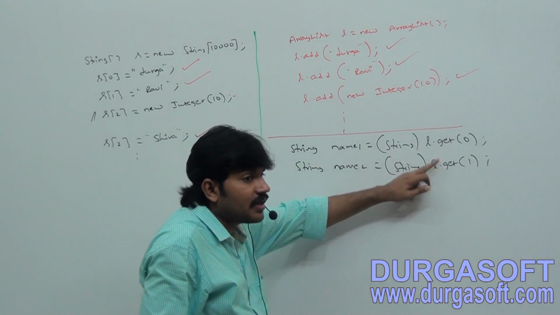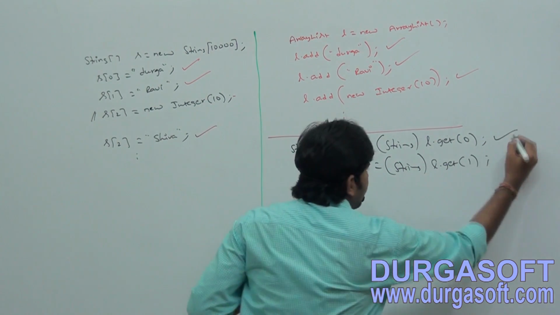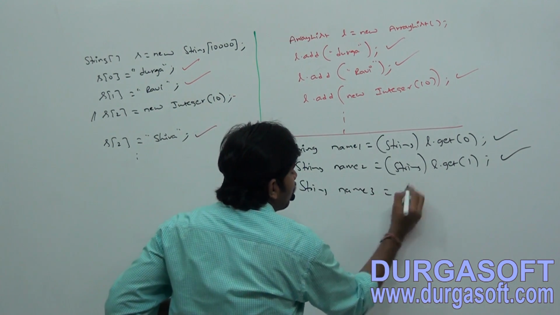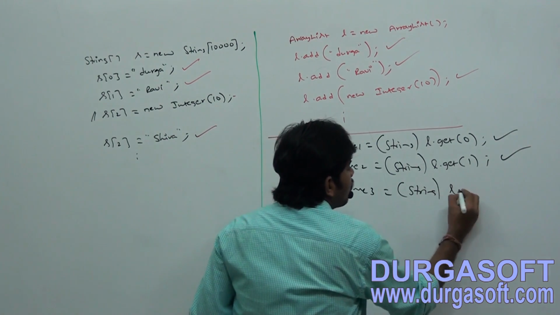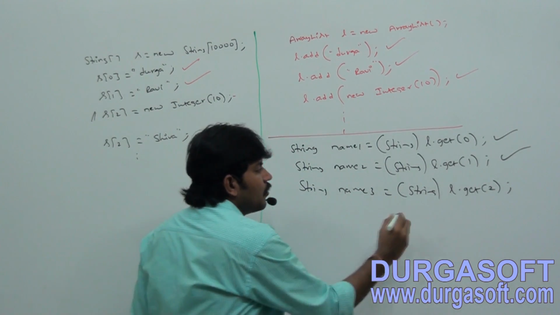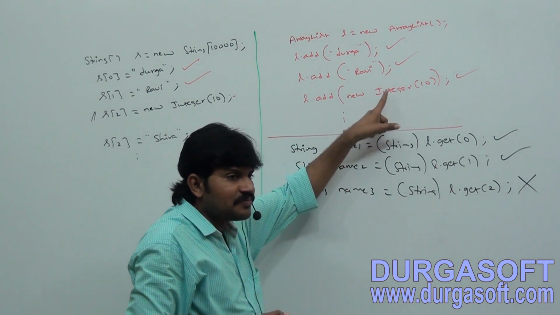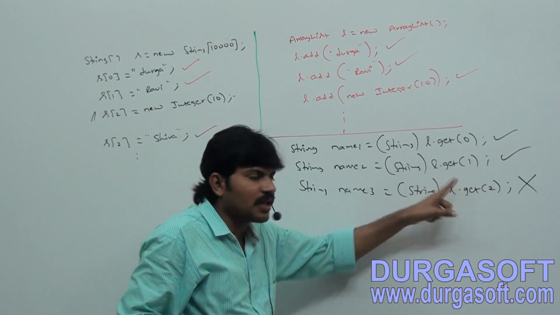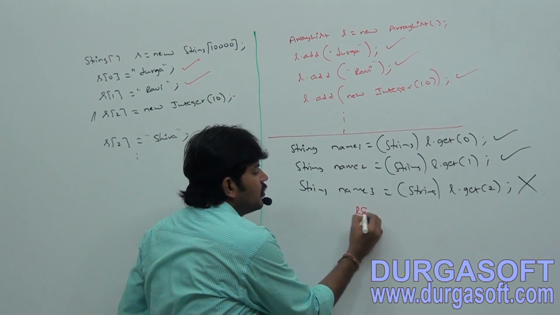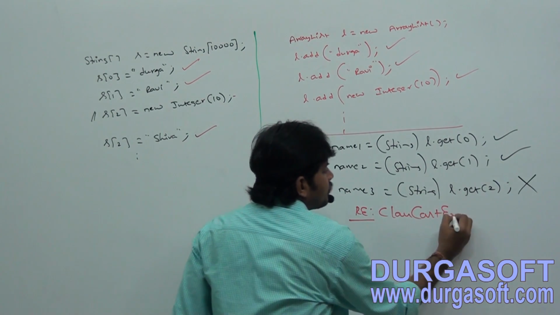Which object is there? Ravi. Ravi can be typecast to String, no problem at all. Now String name3 = (String) l.get(2). Immediately we will get a runtime exception, because internally the object there is an Integer, but I am trying to typecast it to String form. Immediately this person got a runtime exception. What is that exception? ClassCastException, right?